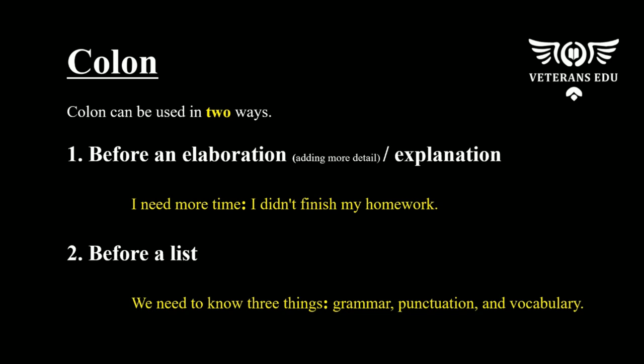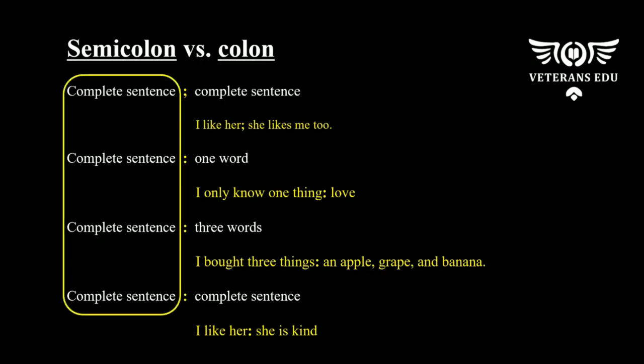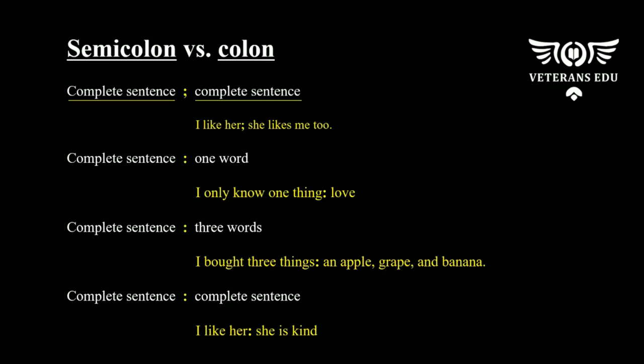Now, let's compare semicolon and colon. They're similar in a sense that they both need to begin with a complete sentence, as you can see on the screen. But one main grammatical difference is semicolon must be used with two complete sentences, while with colon, as long as the first part is a complete sentence, the information that follows can be one word, or three words, or a complete sentence, or even more. Before I move on to the next lesson, please review the sentences on the screen.